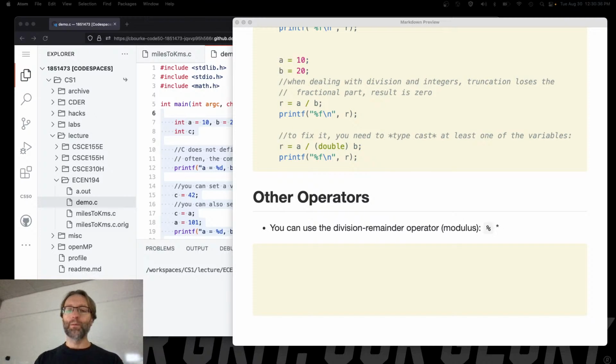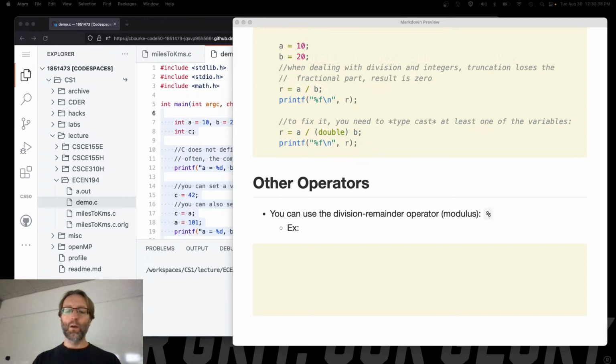So how does this work? Here's an example. What if I have 10, and we usually read this as mod 3, but it's integer division, so you can read it however you want. Go back to grade school and read it that way.